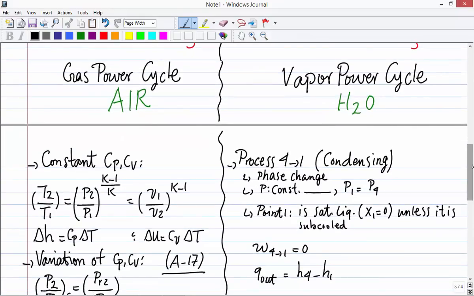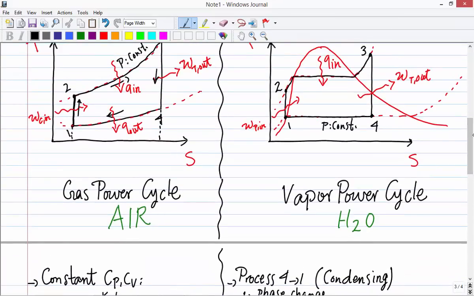When I say Q out, yes, it's a negative thing because it's rejection. But I'm just talking about the values, and I want everything to be positive. I am gonna take care of the sign later. All these parameters should be positive. This is what I prefer. It's much simpler. So Q out is a difference between the enthalpies.